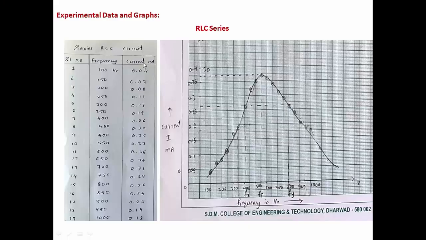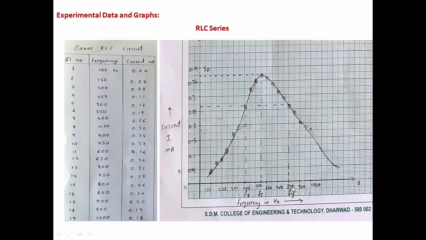From the experimental data and graph, as we increase the frequency, the current goes on increasing and reaches a maximum, and with further increase in the frequency, the current goes on decreasing. See the graph. The frequency at which the current is maximum is known as the resonant frequency. Here it is 550 Hertz, where we are getting the maximum current.